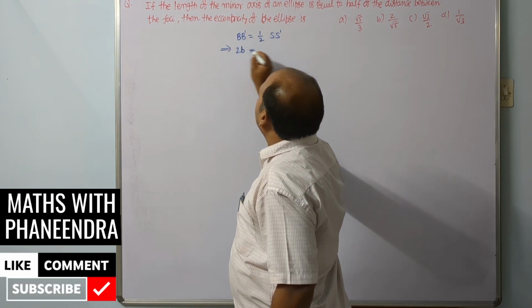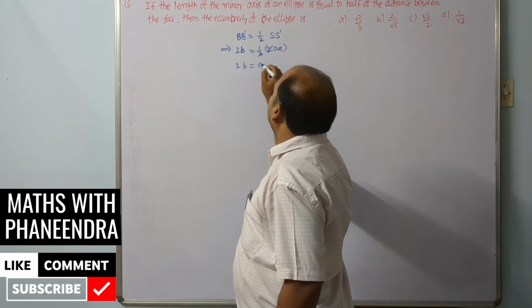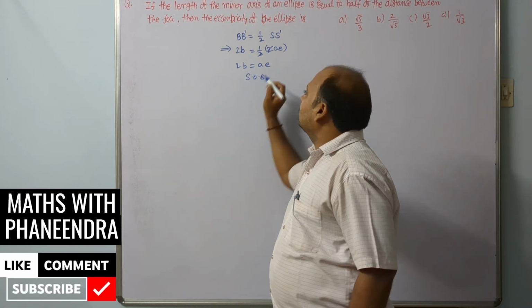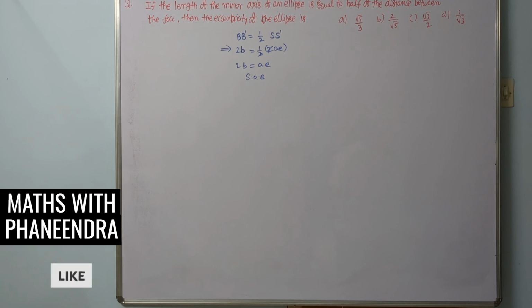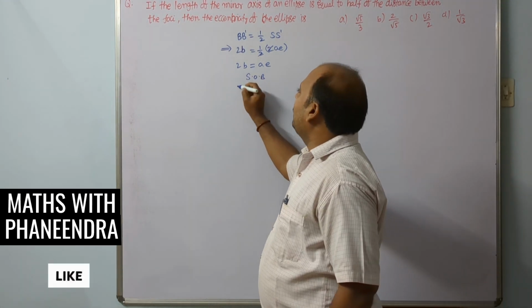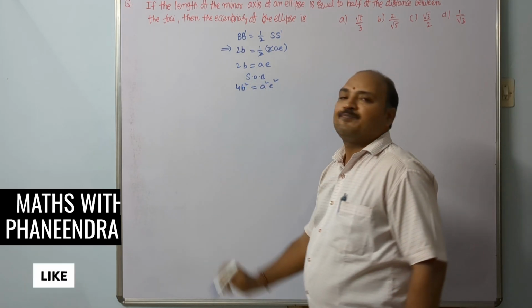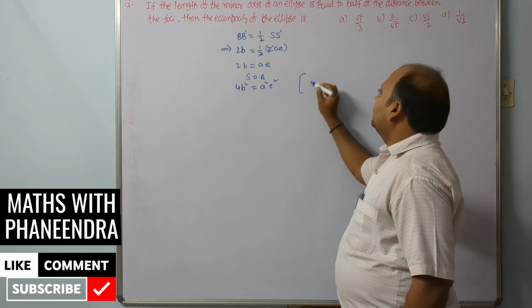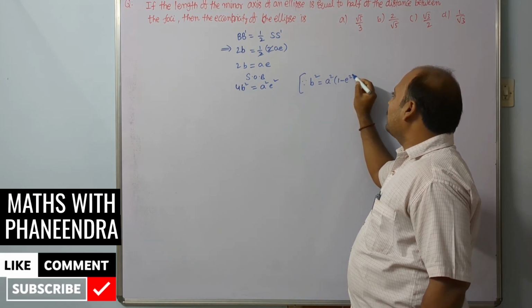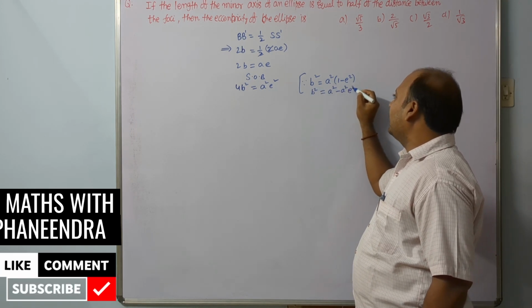Next, 2b equal to half into 2ae. 2 gets cancelled, 2b equal to ae. Squaring on both sides, 2b whole square is 4b square equal to a square e square. We know that b square equals a square into 1 minus e square. That also can be written as a square minus a square e square.